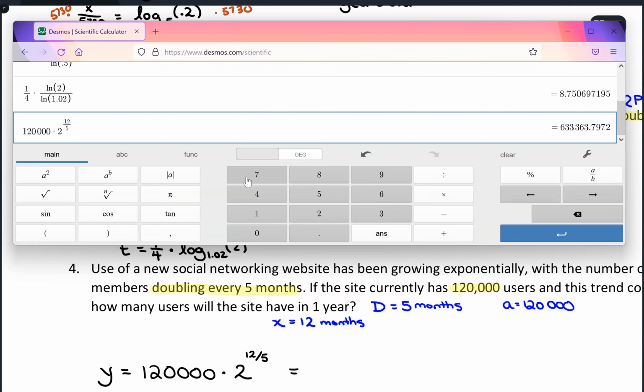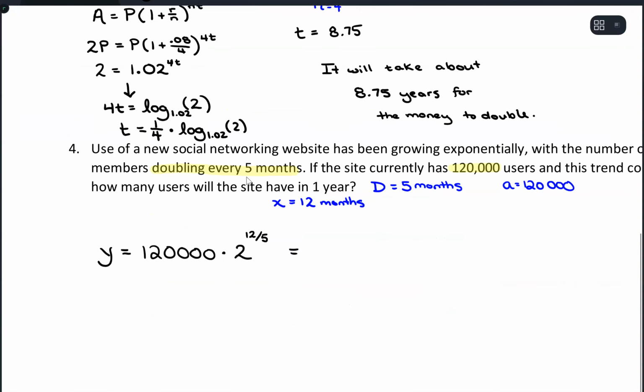Sometimes if you're typing too much into the exponent, Desmos will kind of jump down. So if you need to, you can use parentheses in the exponent. This turned out to be totally fine, but I always like to caution that if you can't get everything into the exponent, you can use parentheses in that exponent to group it all together. So I'm going to go ahead and round this to a whole number: 633,364. And that would be about the number of users after 1 year.